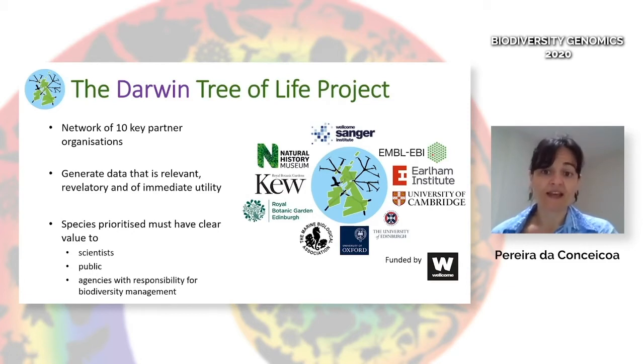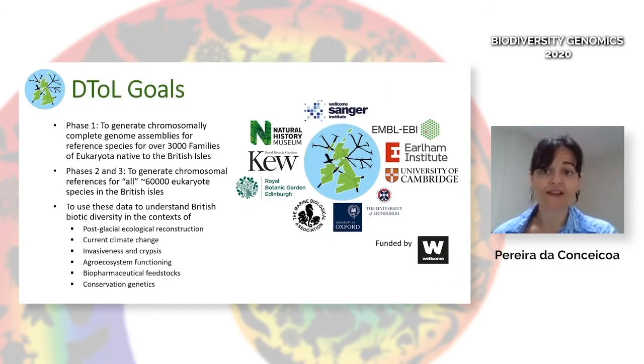Species are prioritized and must have clear value to scientists, to the public, and to agencies with responsibility for biodiversity management. In the first phase, the goal is to generate complete genome assemblies for reference species for over 3,000 families. In the next two phases, it's to generate this data for all eukaryote species of the British Isles. This data can then be used to understand British biotic diversity in depth, in numerous contexts that are and will be relevant to our society now and in the years to come.